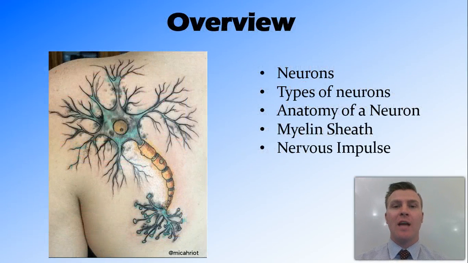Okay, in this video, we've looked at neurons being the cells that make up nerves. We've looked at the three different types of neurons: sensory neurons, motor neurons, and interneurons. We've looked at the anatomy of the neuron, consisting of the cell body, dendrites, which receive messages, axons, which send messages, as well as the myelin sheath, which is found on the axon of some neurons. And we've also talked about the nervous impulse being an electrochemical process that causes a change in potential down the length of the neuron.